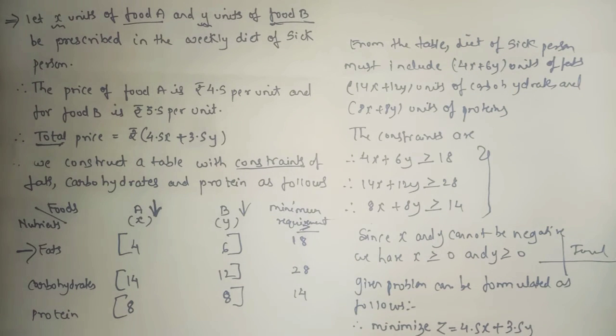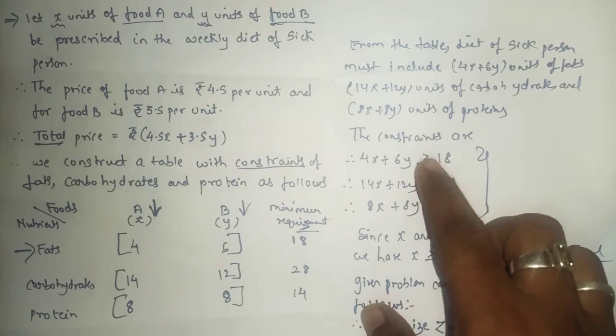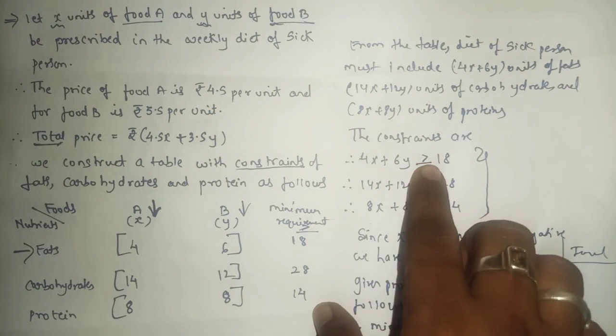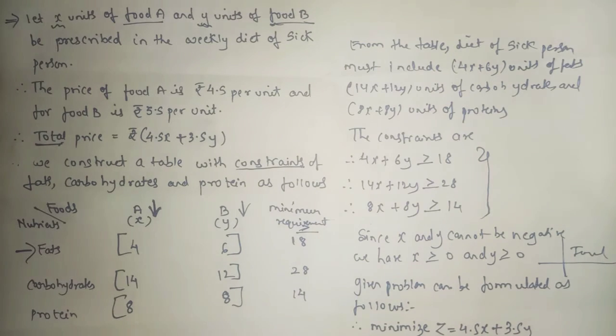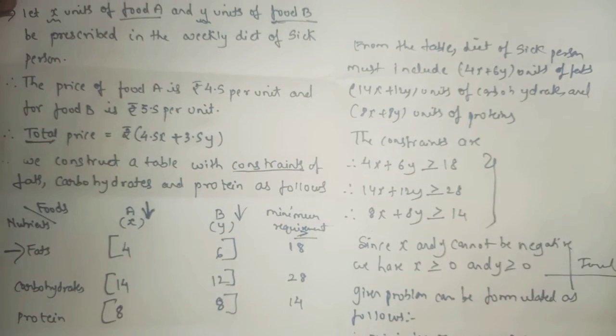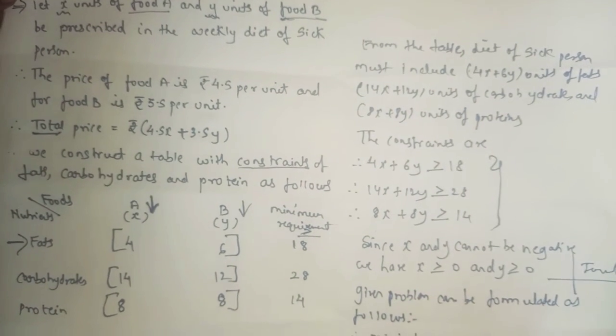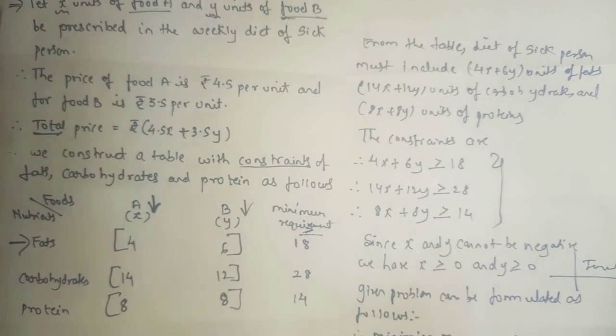So what will be the change in minimize? The symbol for minimize will be greater than or equal to, and for maximize it will be less than or equal to. Okay, so I hope you all understood sum number 3 also, as it was based on minimize.